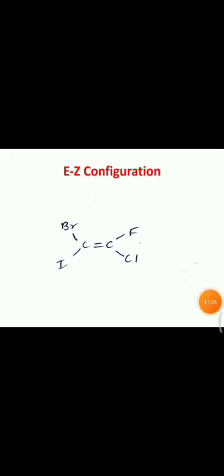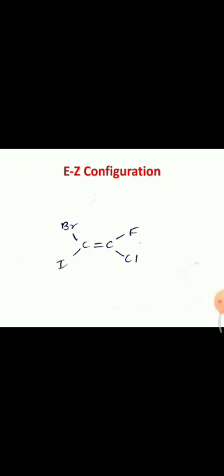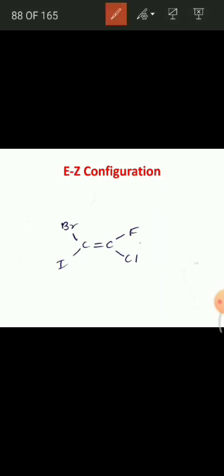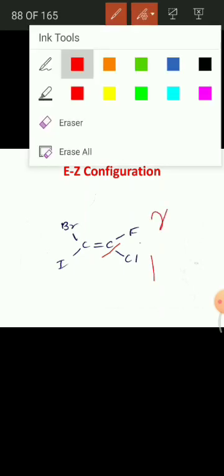And next, see here, this is one more example. In this, if we observe, to this carbon atom, bromine and iodine are attached. Iodine has higher priority, hence it will be given first priority. Bromine will be given second priority. And see here, to this carbon atom, chlorine gets first priority, and fluorine second priority.